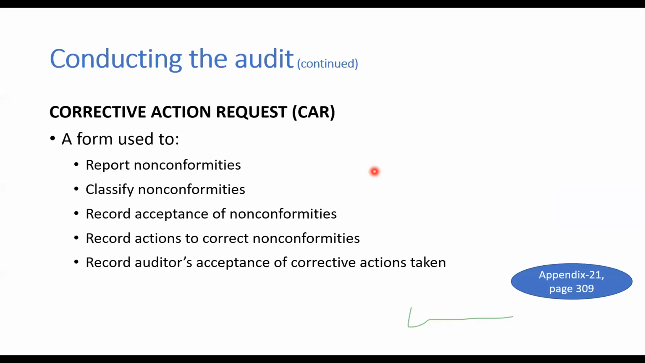Then we have the CAR, or the non-conformity statement, which you can also see in the CAR format in your appendix 21, page number 309. What are the elements of a non-conformity or our CAR form, the corrective action request form?